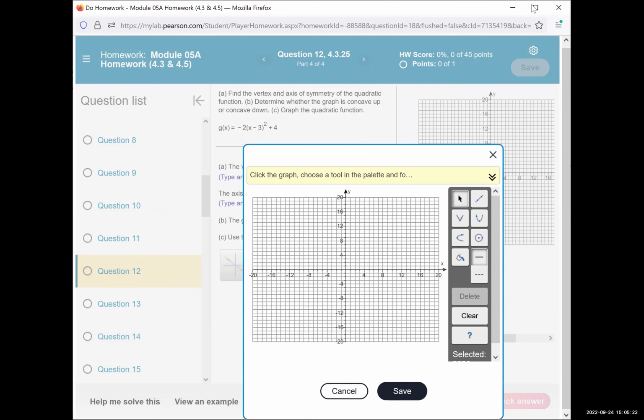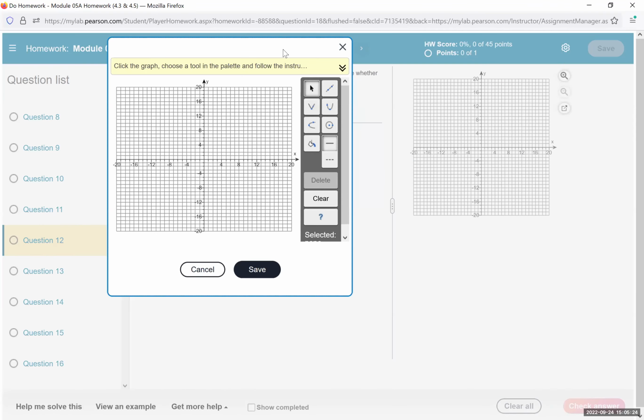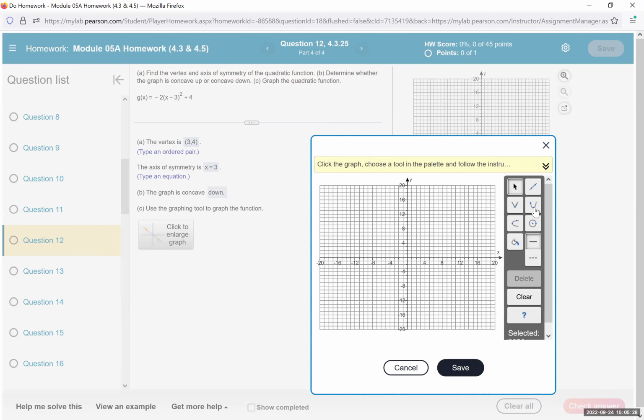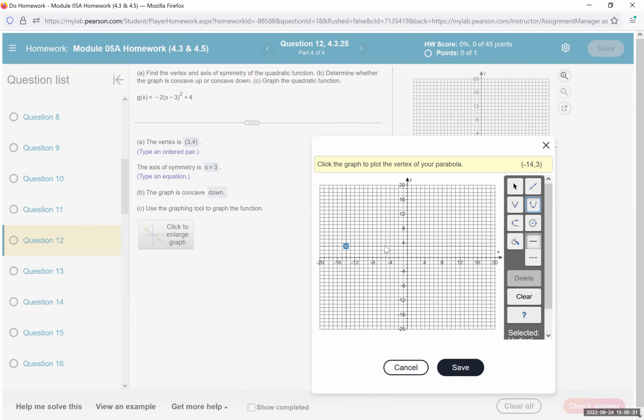Okay. And let's see. Good. We can see the graphing tool. What we're going to use is this parabola button right here. And we know the point 3, 4. So here's 0, 0. We go to the point 3, 4. 1, 2, 3. 1, 2, 3, 4. That's our vertex.